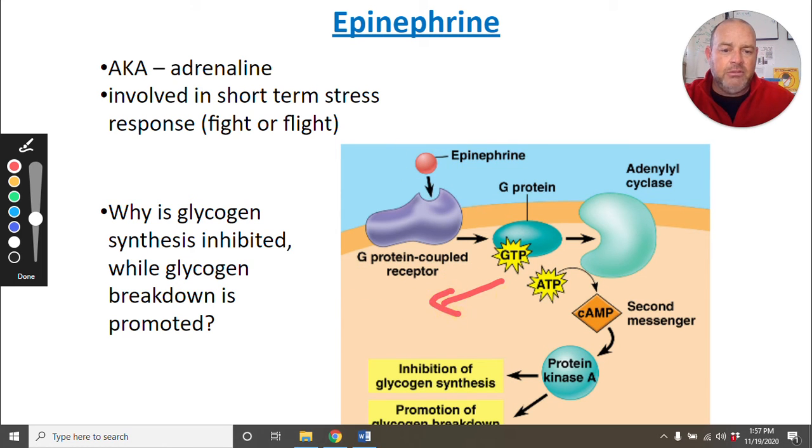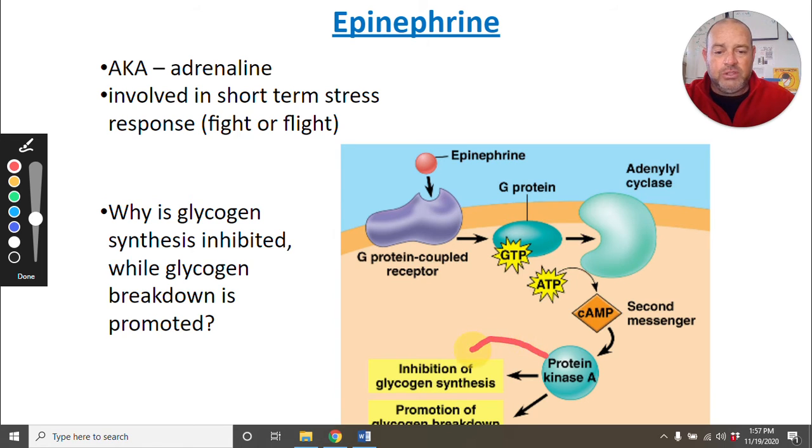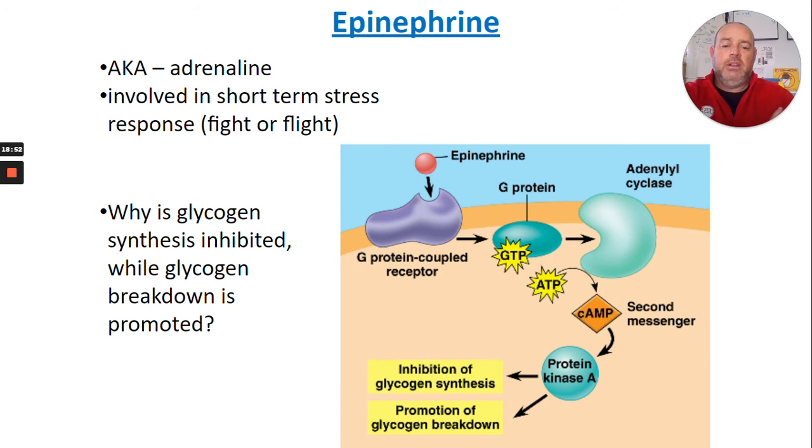GDP is going to get kicked out. GTP is going to go in. Then this enzyme is going to convert ATP into cAMP, which is our second messenger. That's going to activate PKA, our protein kinase A, which then is going to phosphorylate, and it's going to cause a couple things to happen. It's going to cause the inhibition of glycogen synthesis and the promotion of glycogen breakdown. So remember, glycogen is how we store our sugars, right? That's how we take our excess glucose and we store it as glycogen.